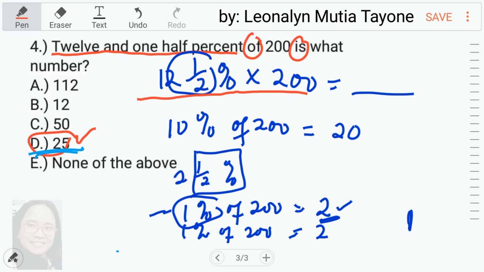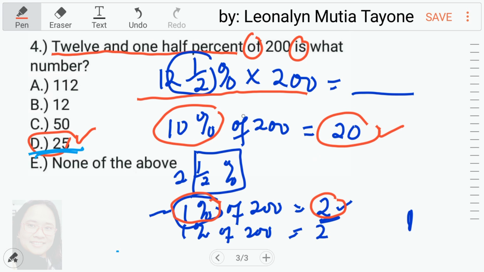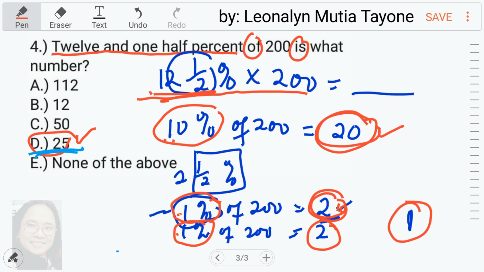12 and 1/2% of 200. So, ang 10% nito ay 20. Now, ang 1% nito ay 2. 10 plus 1, 11 pa tayo. Another 1% ay 2. 10 plus 1 equals 12%. 12 and 1/2%. So, 1/2 ng 2 ay 1. So, 20 plus 2 plus 2 plus 1, and that is 25. So, ang sagot nito ay letter D, 25.